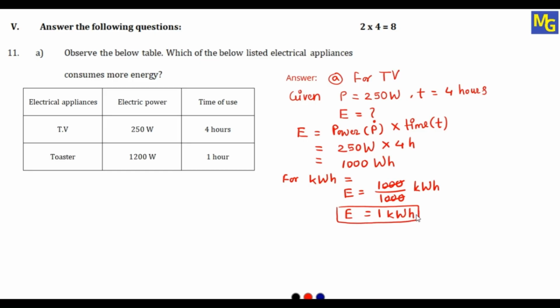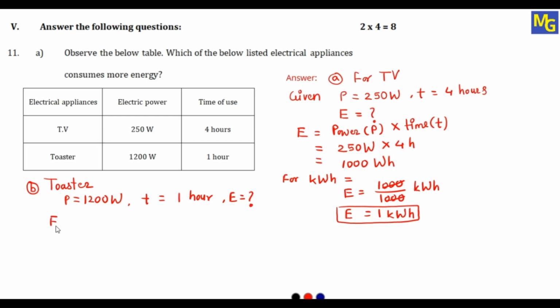So the energy consumption for TV is 1 kilowatt hour. Now we will solve the toaster. So B, I will write here toaster. For toaster, what is given? P equals 1200 watt, and time is 1 hour, and we have to find E, that is energy, question mark.